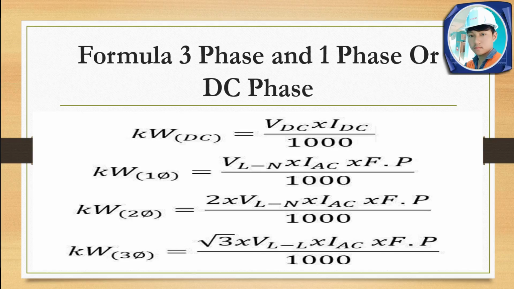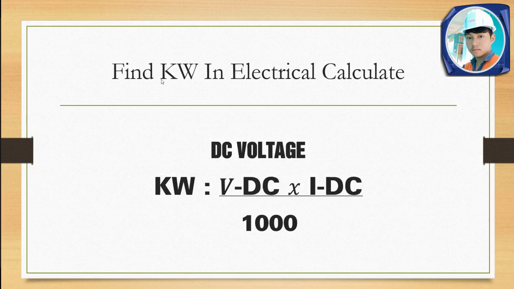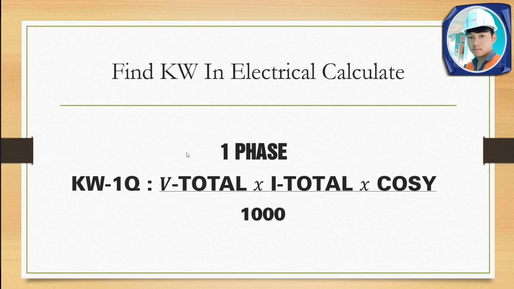Okay. For the formula explanation, so everyone can calculate and understand, we can find kilowatts from the calculation. The formula is kilowatt or watt divided by 1000. Everyone can see the formula that I show on the slide.